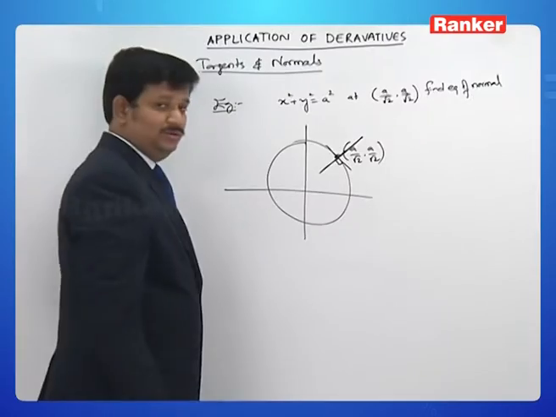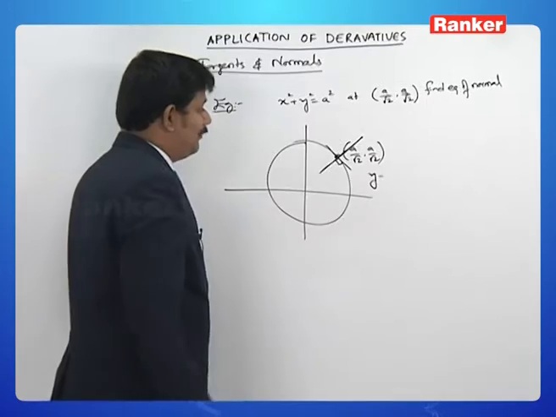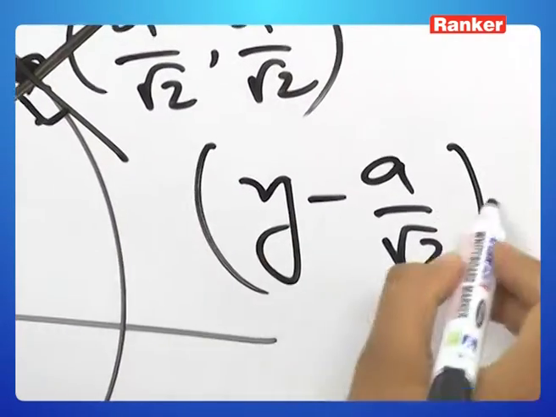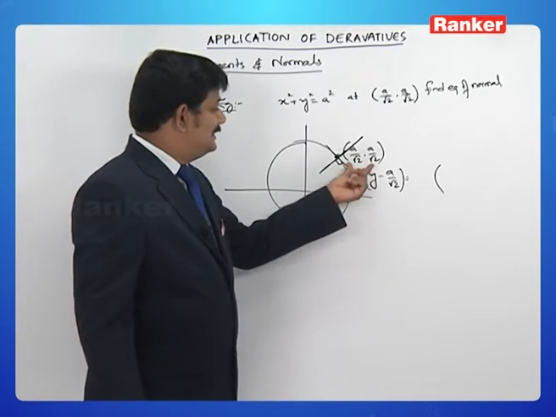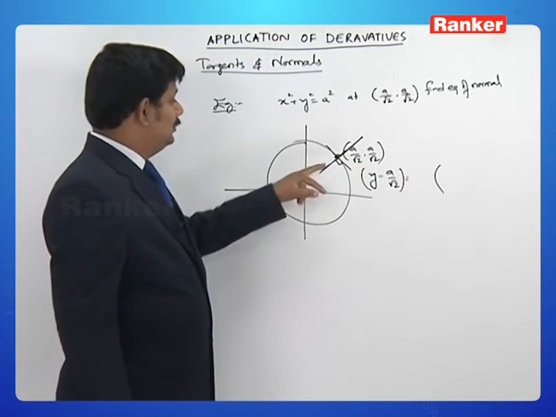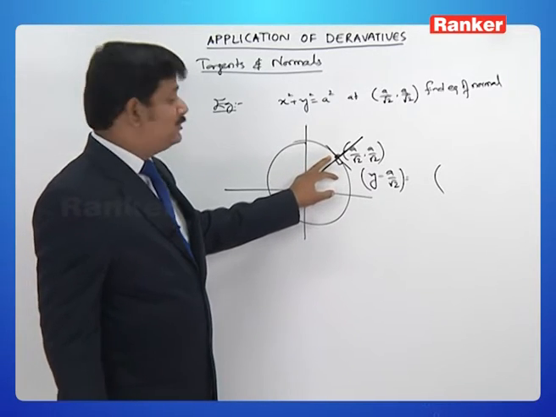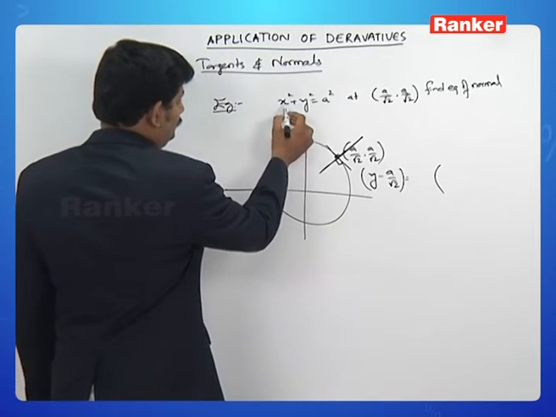Equation of normal, we know it is given by y minus y1, where y coordinate at this point is a by root 2, equal to m into x minus x1. m is what? dy by dx is the slope of the tangent. So, minus dx by dy will be the slope of the normal. So, let us find what the slope is.